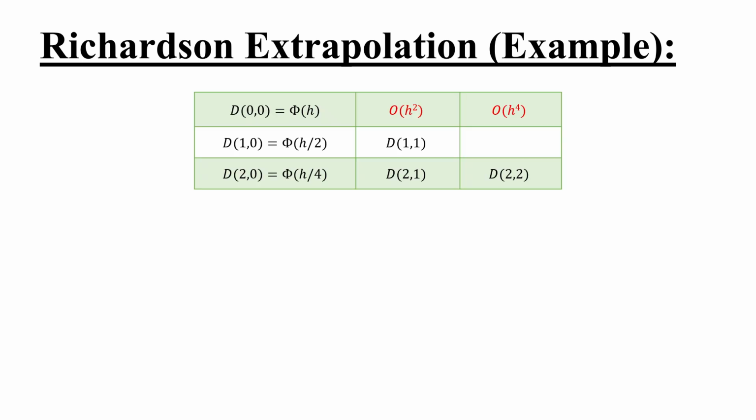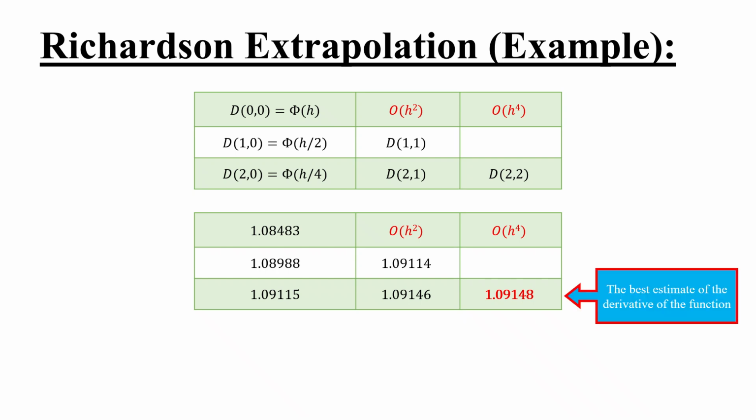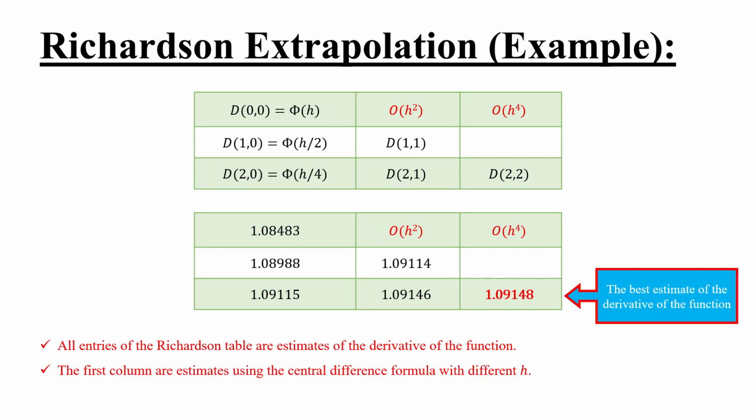Now if we look at the table, we are interested in this value. We first calculate this using the difference formula, then halve h for D10, D20, then we use these two to calculate this. Similarly for this we use these two, and from these two we calculate this. This means that the last one is the most accurate solution we get. We just plug in the values here and we come up with this solution, the best estimate of the derivative of the function. All entries of the Richardson table are estimates of the derivative of the function.